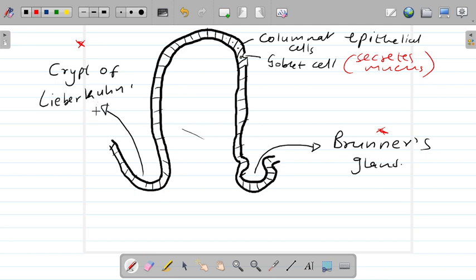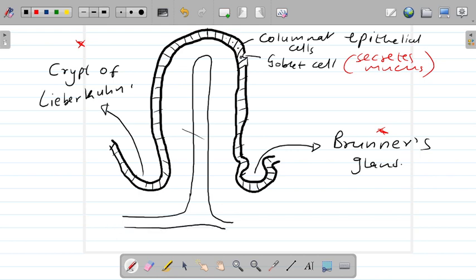And then the crypt of Lieberkühn is basically just a region between two villi. The other villi you'll see will just be like this again. So that's your crypt of Lieberkühn. And then on the inside of your villus, we have this other structure which will in turn form part of your lymphatic system.